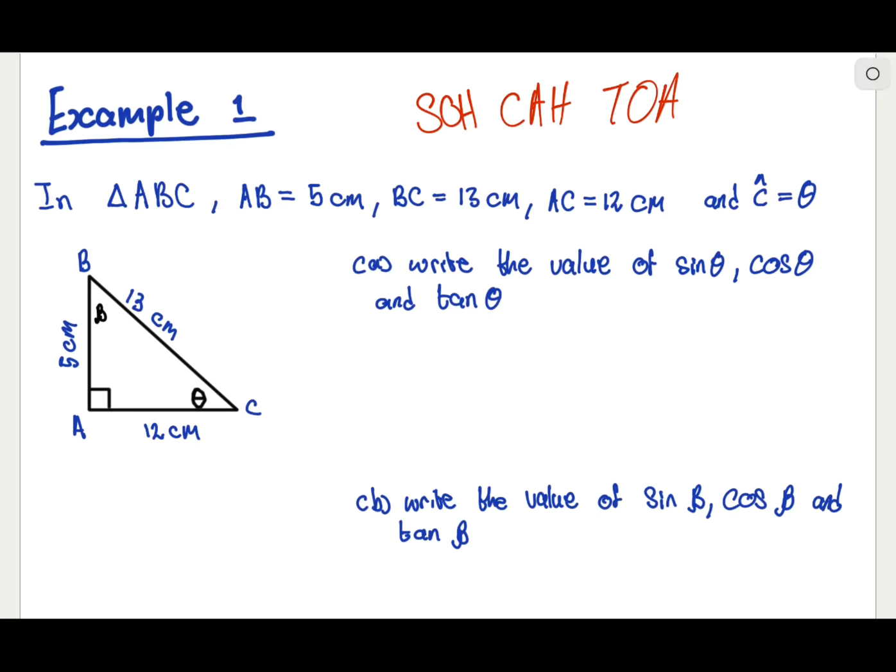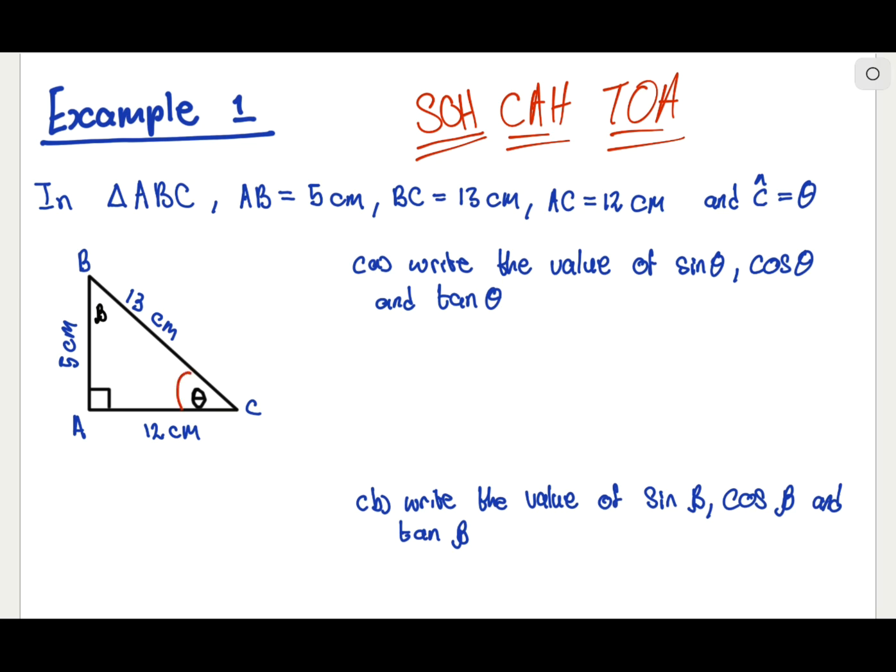So we're going to be doing example number 1 for today. Remember what I told you. I said every time you're dealing with this, make sure you write SOHCAHTOA. It will help you remember your trig definitions, okay? But before you can go anywhere, make sure you identify your sides.